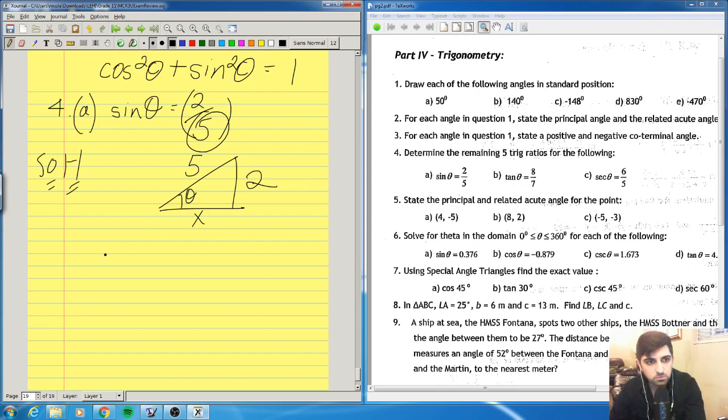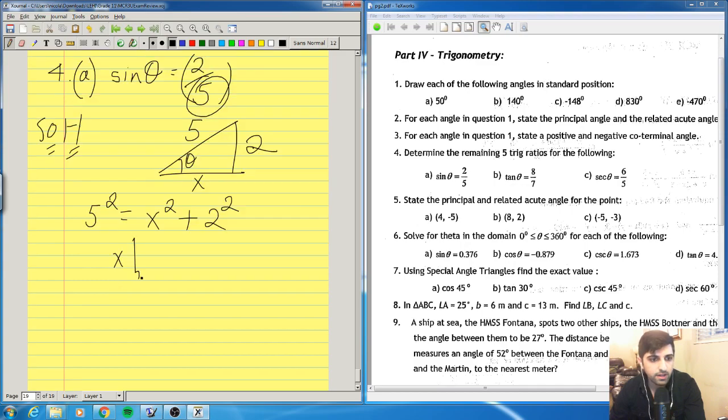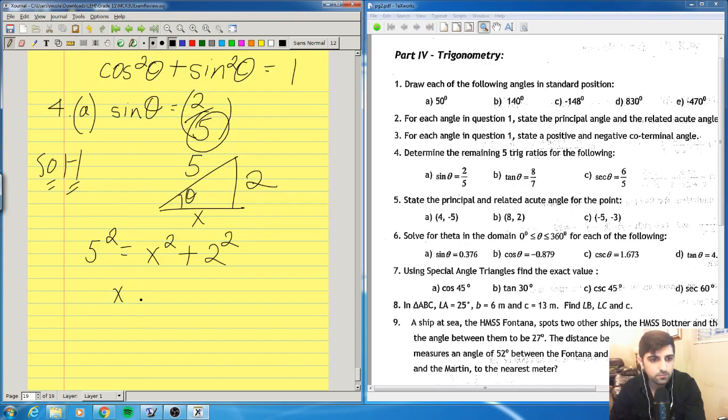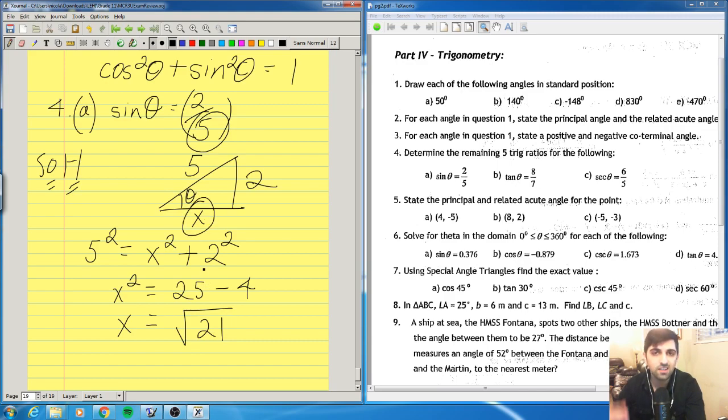So I can use Pythagorean theorem. So 5 squared equals x squared plus 2 squared. 2 squared is 4, right? So x squared is going to be 25 minus 4. And so x is going to be the positive square root of 21. The reason why I say positive is because I've stated that x is a length, right?